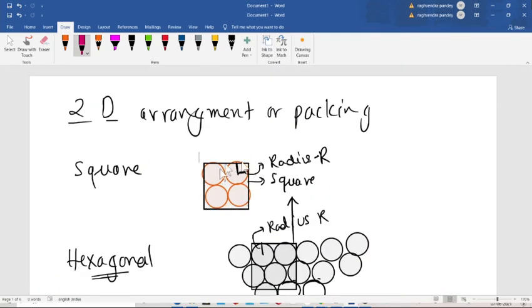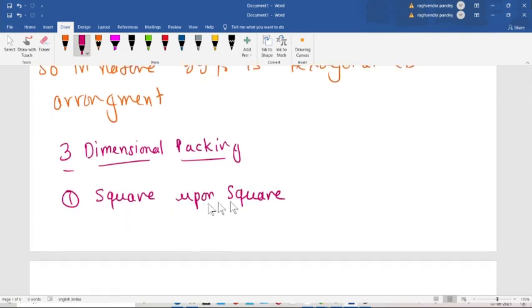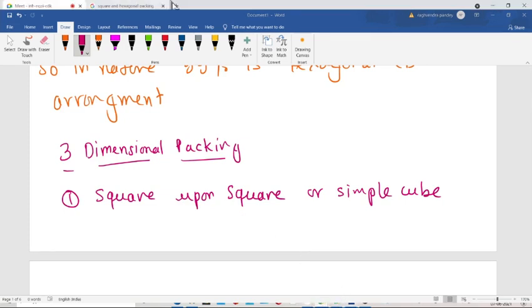This is one square layer, and then we can put another square layer on it. So that is a square upon square, or simple cube. Okay, simple cube. So let's see the image. It's easier to see from the image.